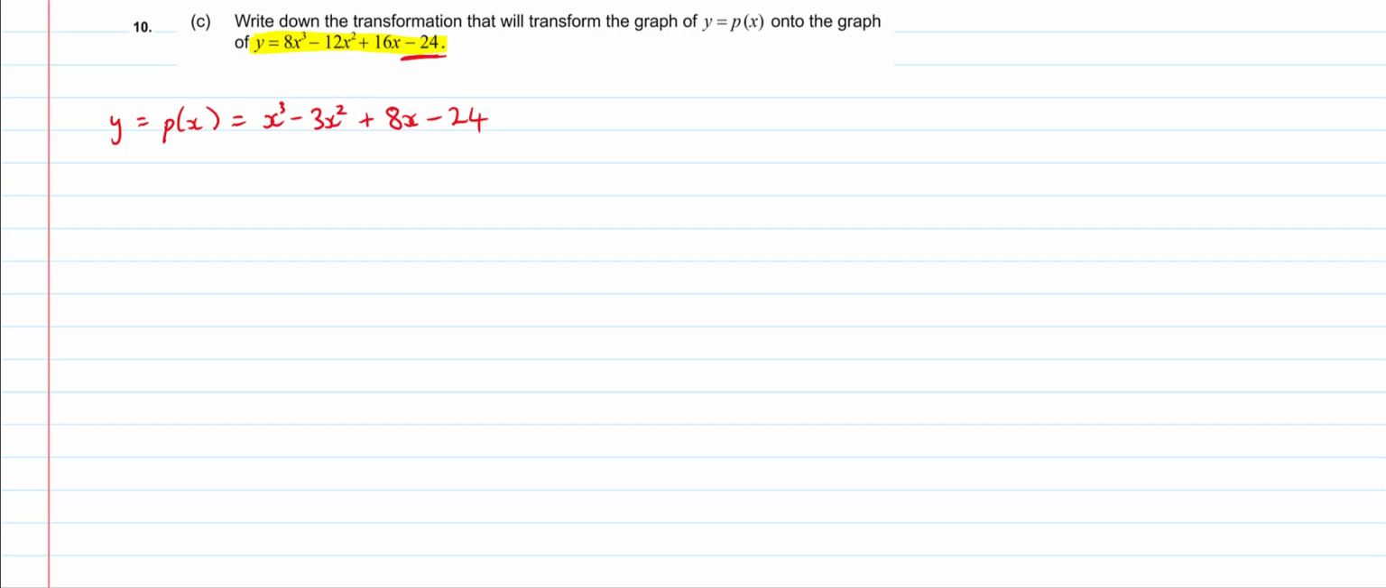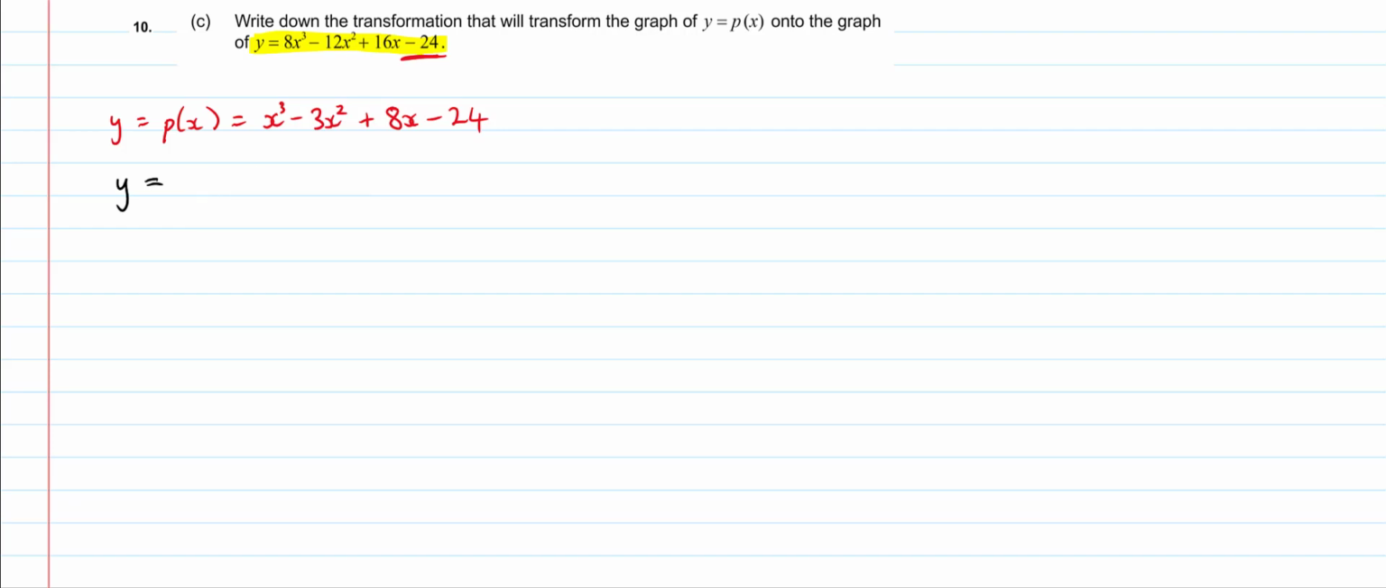So the other option is we could have a stretch parallel to the y-axis. So that would be something of the form y equals a times p of x. But we're not going to have that either, because our constant term is the same, so a would have to be 1, which it clearly isn't, because our x cubed term then wouldn't match up. And if we did want to get that x cubed times 8, it's not going to work for the negative 24 term, because we'd have to times that by 8, and also the negative 3 term times 8 is negative 24, which is not negative 12.